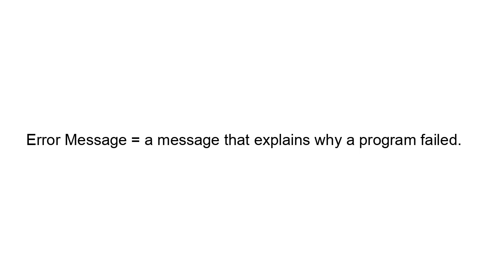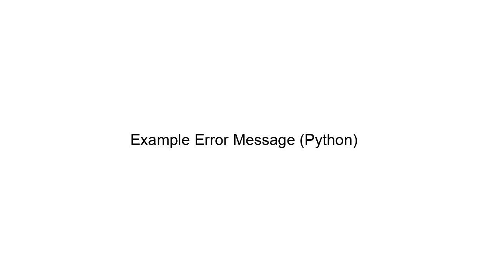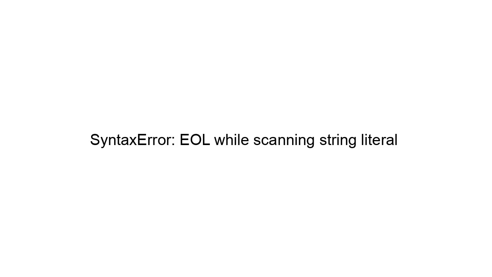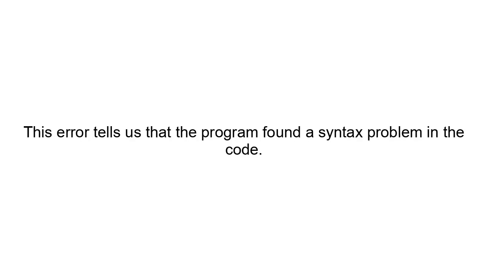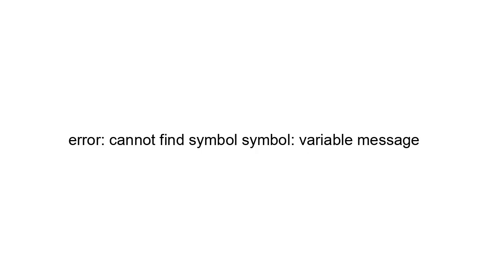Example error message. Python. Example code: print("Hello. Output: Syntax error, EOL while scanning string literal. This error tells us that the program found a syntax problem in the code. Example error message. Java. Example code: System.out.println(message). Output: Error. Cannot find symbol. Symbol: variable message. This means the variable message was never declared.